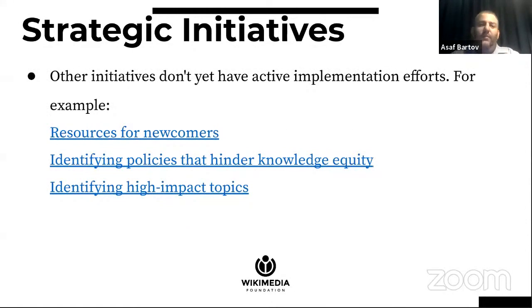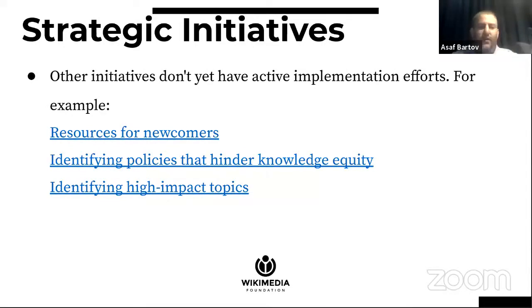Other initiatives that are also part of the strategy don't yet have, to my knowledge, active implementation efforts, at least not documented well on Meta. For example, resources for newcomers has been identified as a glaring, urgent need. We need more resources, we need better resources, we need updated resources for newcomers, we need video resources for newcomers. Everybody agrees, very few people are doing something about it. And to be clear, the foundation is not doing something about it. So that's an initiative that is waiting for implementation.